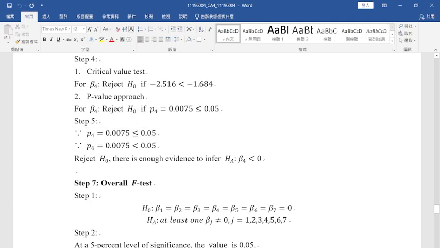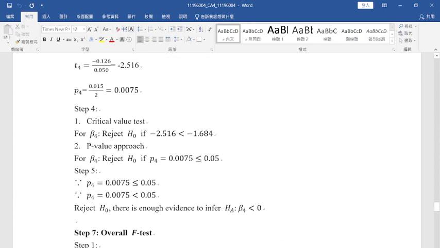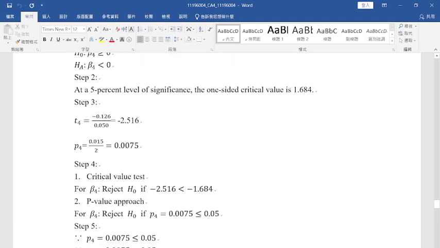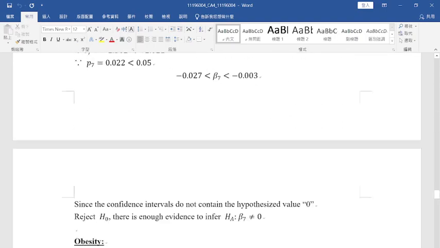Because this is smaller than the critical value, and this is also smaller than 0.05, we reject the null hypothesis, and there is enough evidence to infer the alternative hypothesis. Okay. Yeah. Go on to the last one.